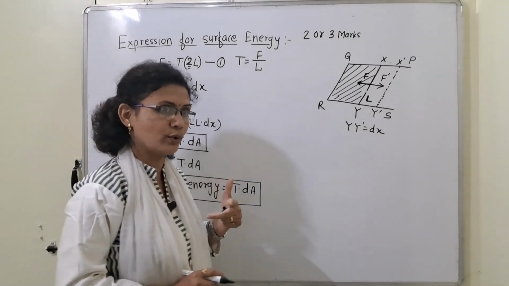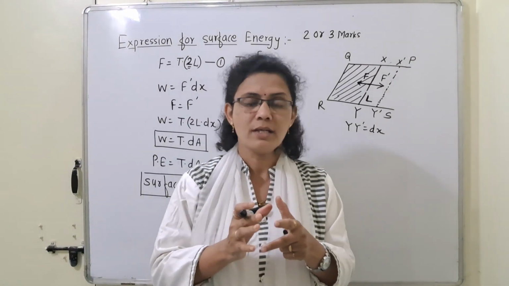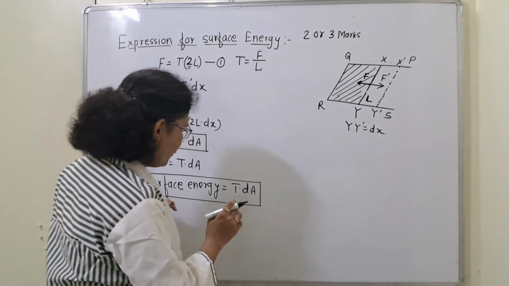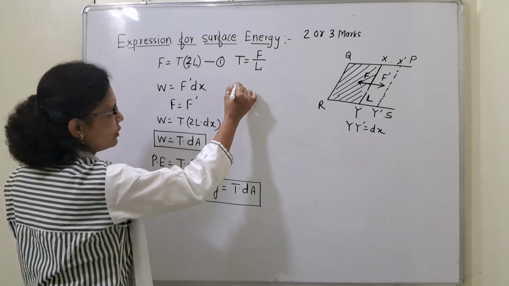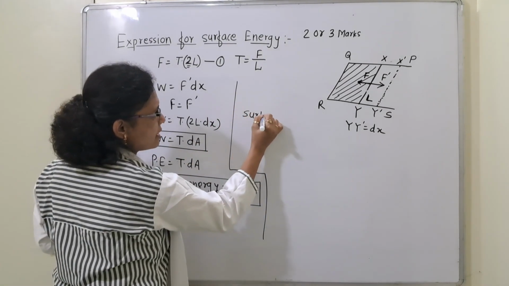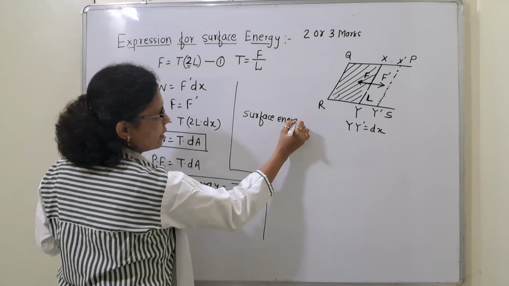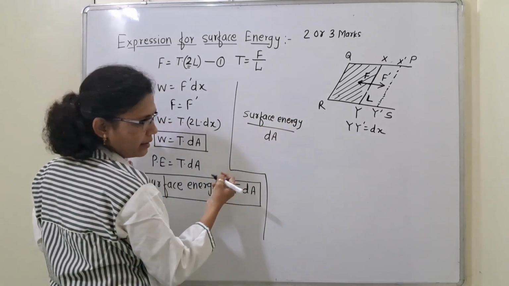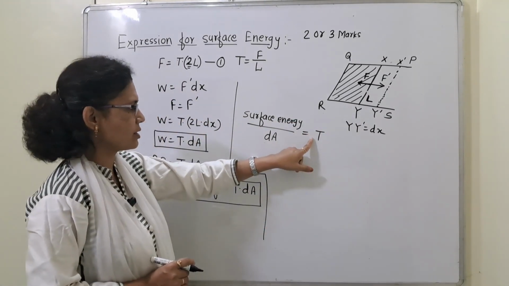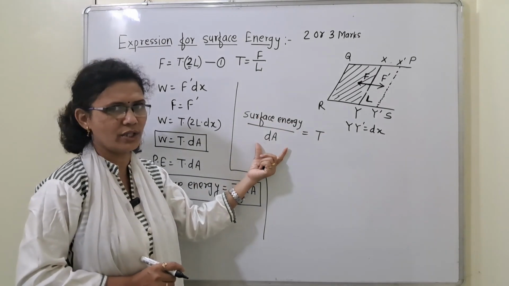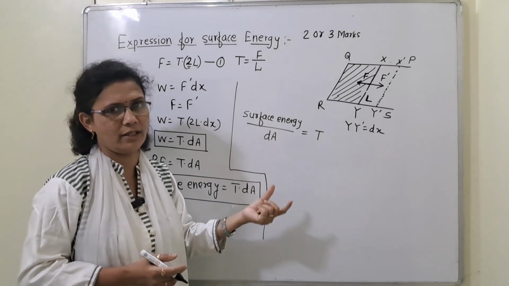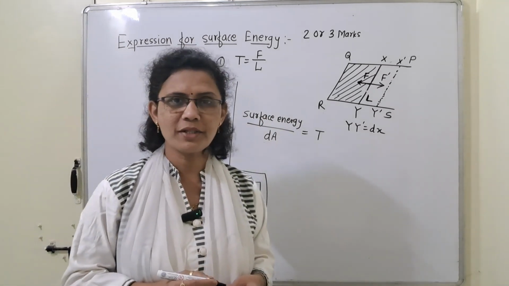Now one question I have told you that they can ask: show that surface tension is nothing but the surface energy per unit area. If we take this dA towards the left side, what will happen? See, this dA will get divided here, that is surface energy divided by area, that is dA, is nothing but the surface tension. Surface tension is equal to surface energy divided by change in area, means surface tension is nothing but surface energy per unit area. Hence the proof. You understood this derivation?